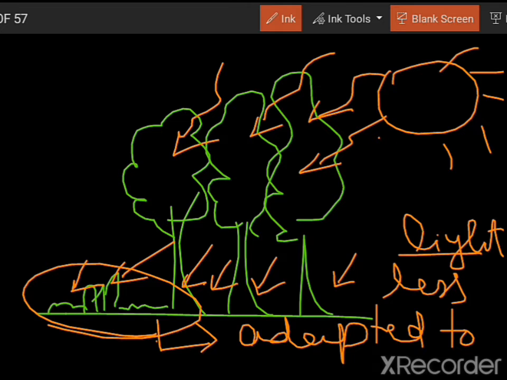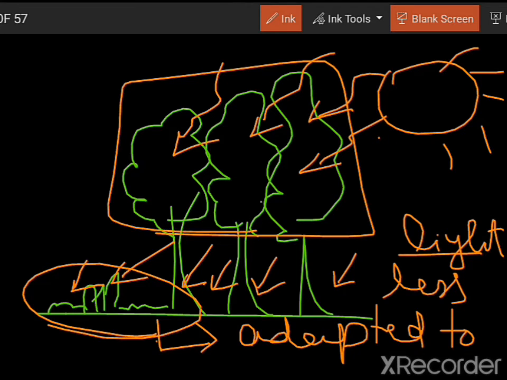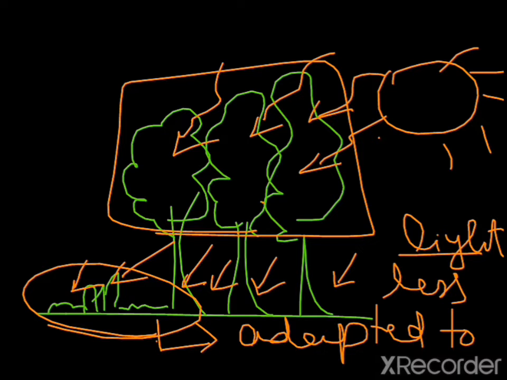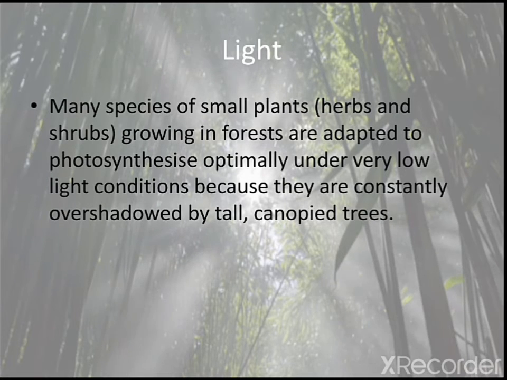Whereas the plants present above, the plants which have a canopy, are adapted to higher light amounts. So we can say that the photoperiodic requirement of the shrubs and the herbs is very low as compared to the photoperiodic requirement of the trees. Many species of the small plants growing in the forest are adapted to photosynthesize optimally under very low light conditions because they are constantly overshadowed by tall canopied trees.